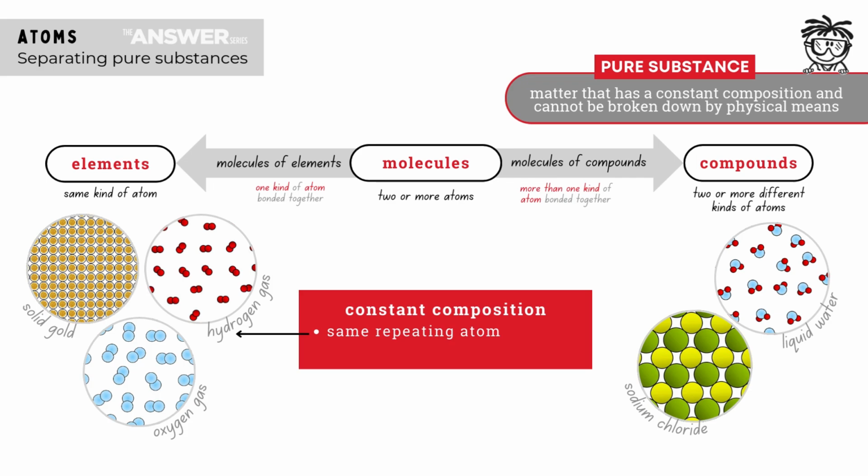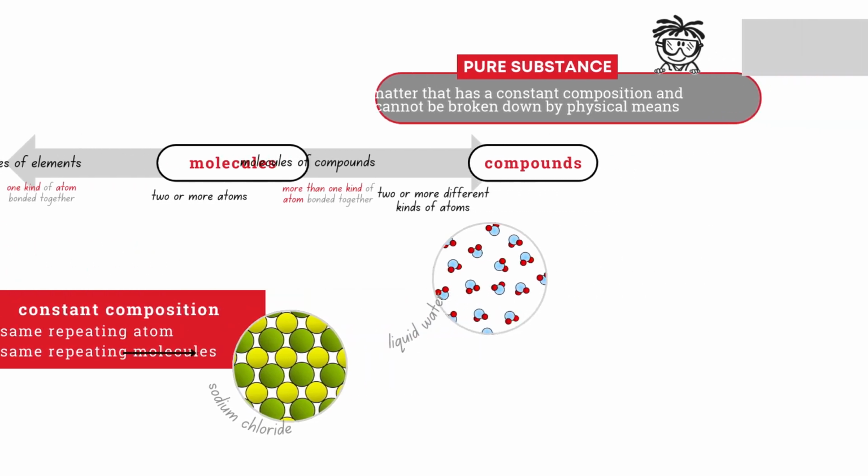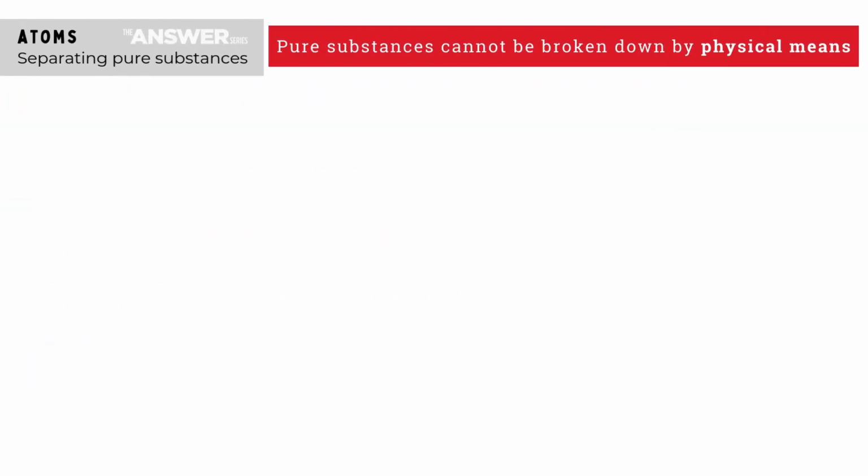In an element, the same atom is repeated. In a compound, the same molecule is repeated. In other words, the same ratio of atoms is repeated. Pure substances cannot be separated by physical means because the atoms have chemically bonded.